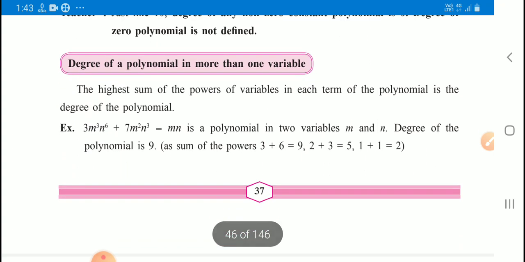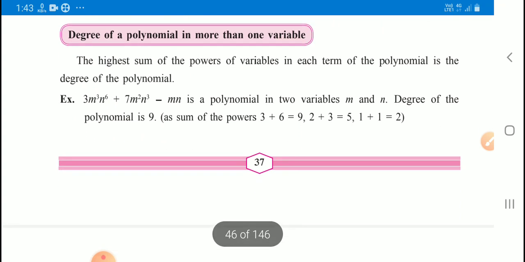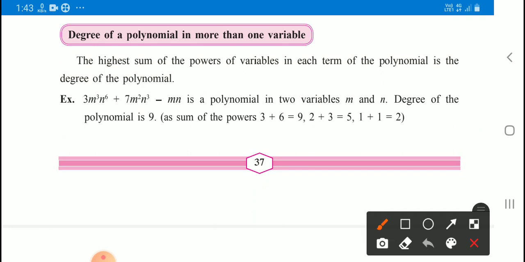Okay. Now we'll see the degree of a polynomial in more than one variable. Suppose in any expression more than one variable will be there, then how to decide the degree of that polynomial? They have given here one example. The example is 3m raised to 3 n raised to 6 plus 7m square n cube minus mn, a polynomial in two variables m and n. Degree of the polynomial is 9.